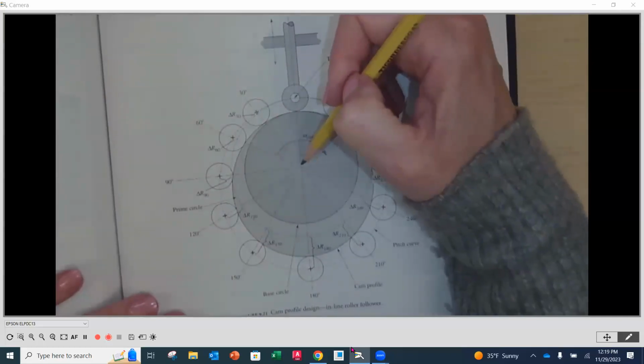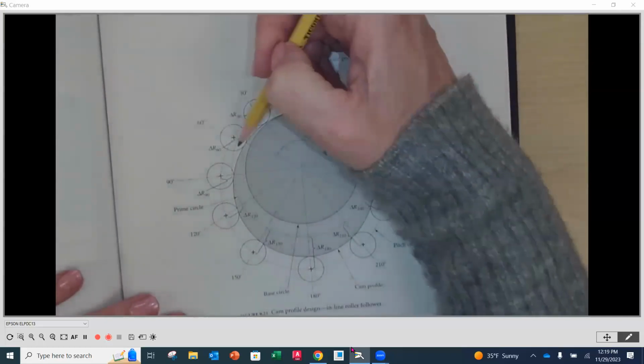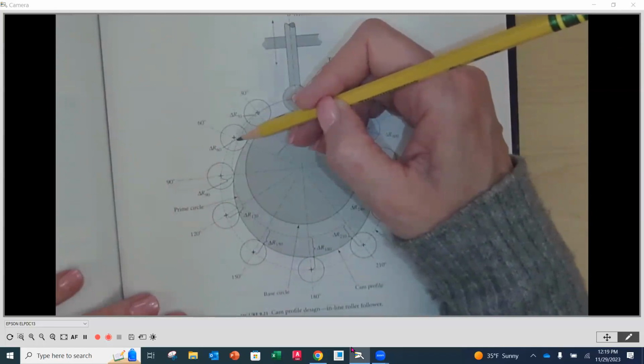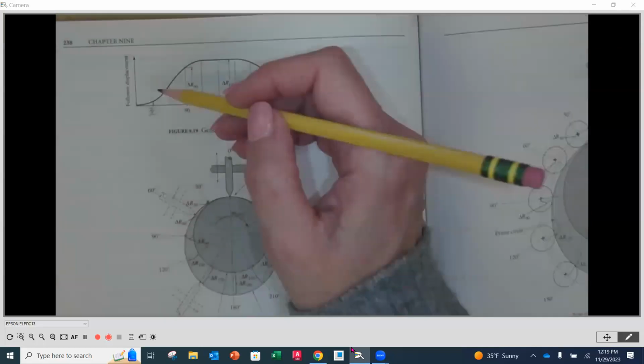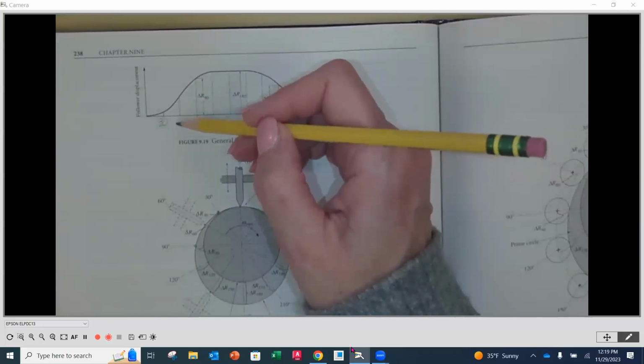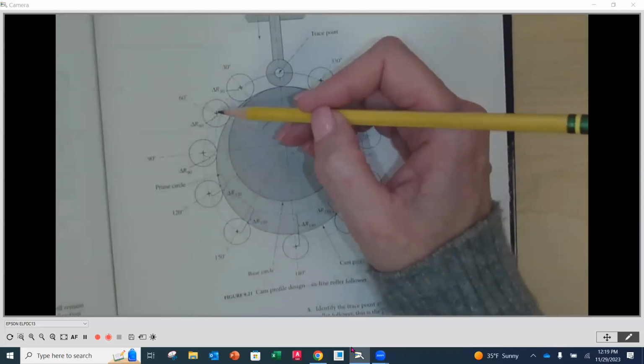That's going to be the new center for the roller position. Then you're going to do that same thing. You're going to go to 60 degrees. You're going to find where your prime circle center is from your roller. And then this distance right here is going to correspond to the distance that you would measure off of your displacement diagram. Okay. And then that's going to be that center.